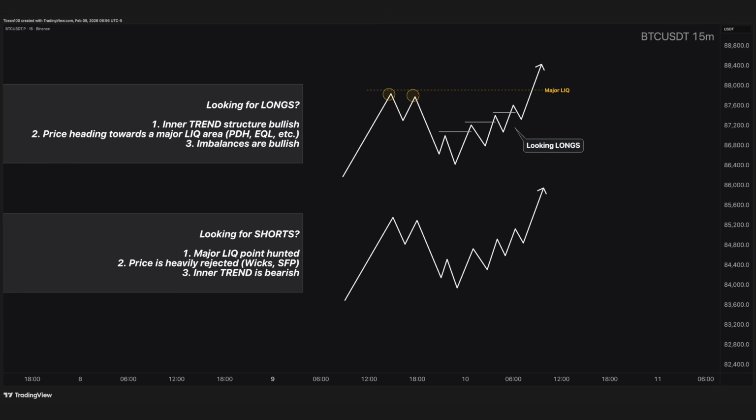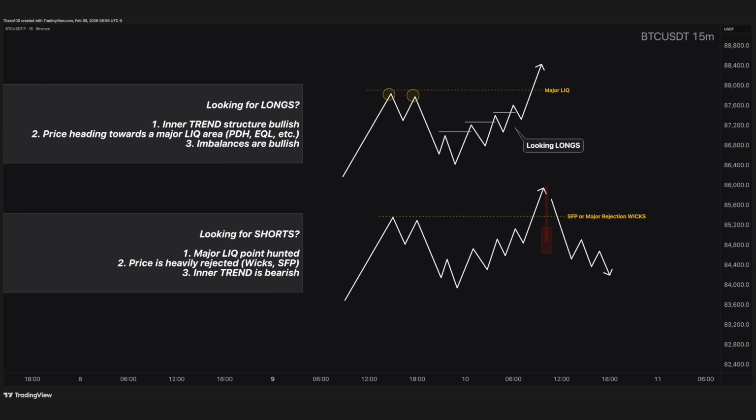Now, what about looking for the shorts instead? Okay, let's say price has reached a major level and that area is now being respected. Then you need to ask this: is the price getting heavily rejected at that level with large wicks or even swing failure patterns forming? But even that alone is not enough to jump into a short trade yet, because the trend could continue pushing higher and higher for a long time, and we just do not know that yet.